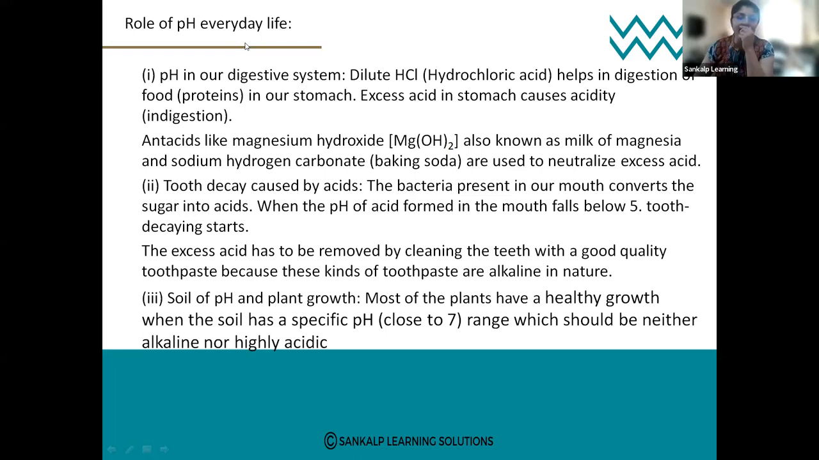And sodium hydrogen carbonate, that is baking soda. These are two examples of antacids which are used to neutralize your excess acid. When there is excess acid present in your stomach, these two can be used: magnesium hydroxide, which is called milk of magnesia, and sodium hydrogen carbonate. These two are used to neutralize the excess acid.